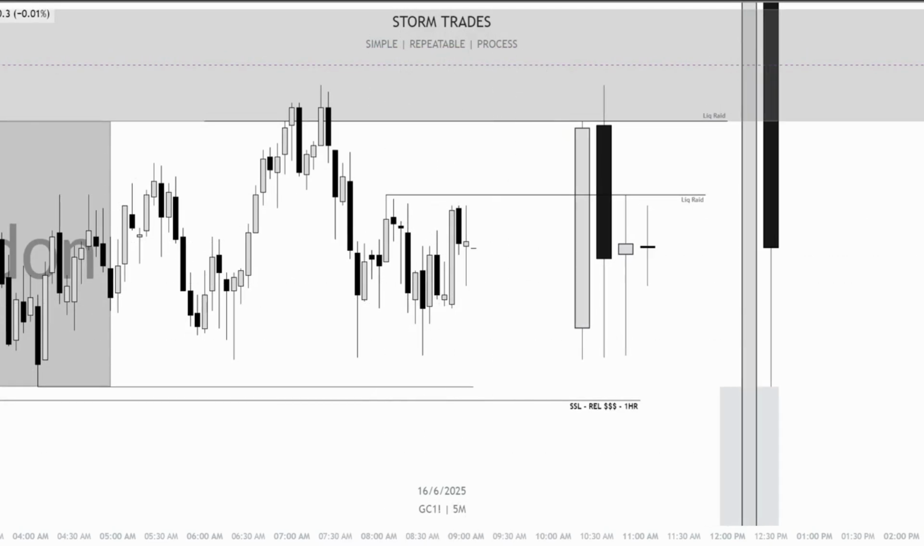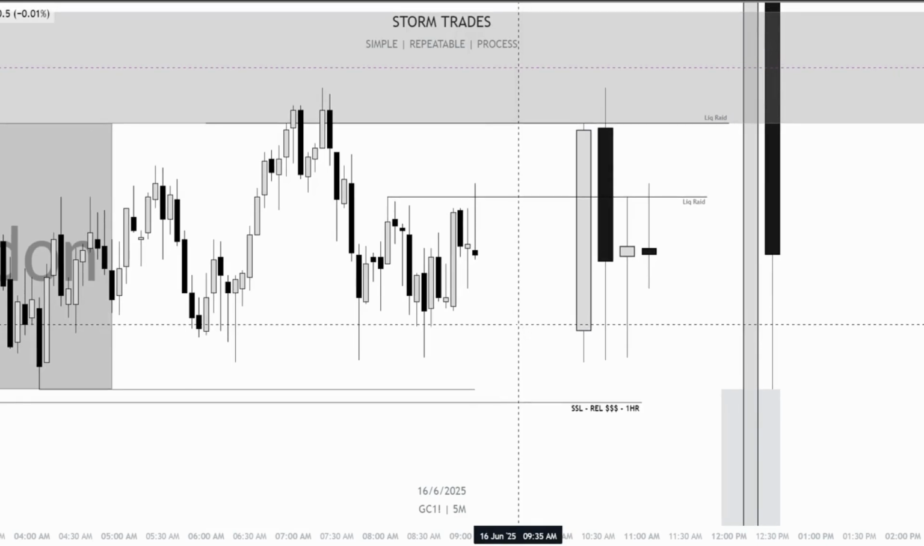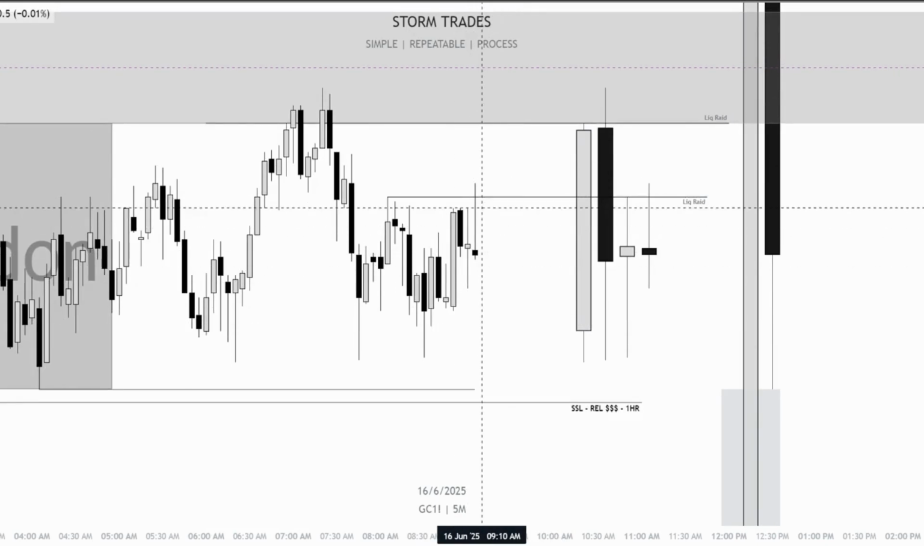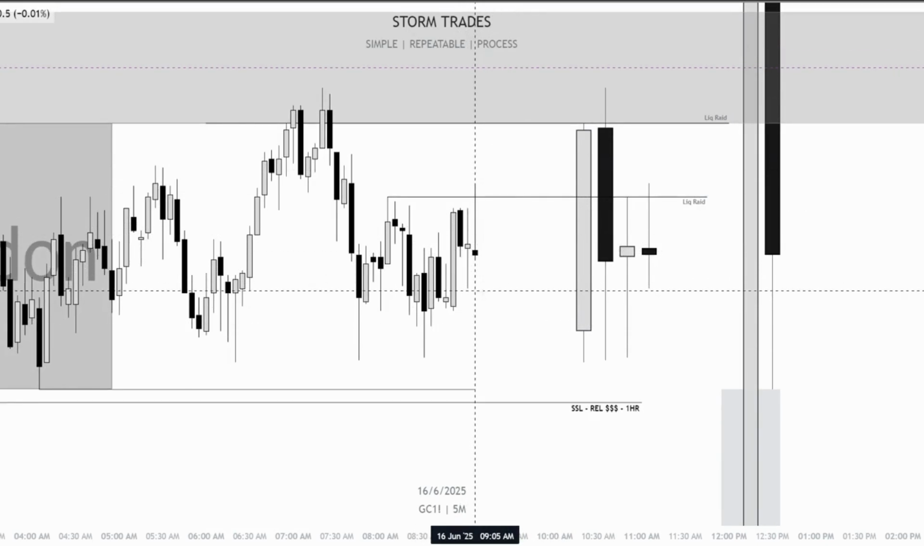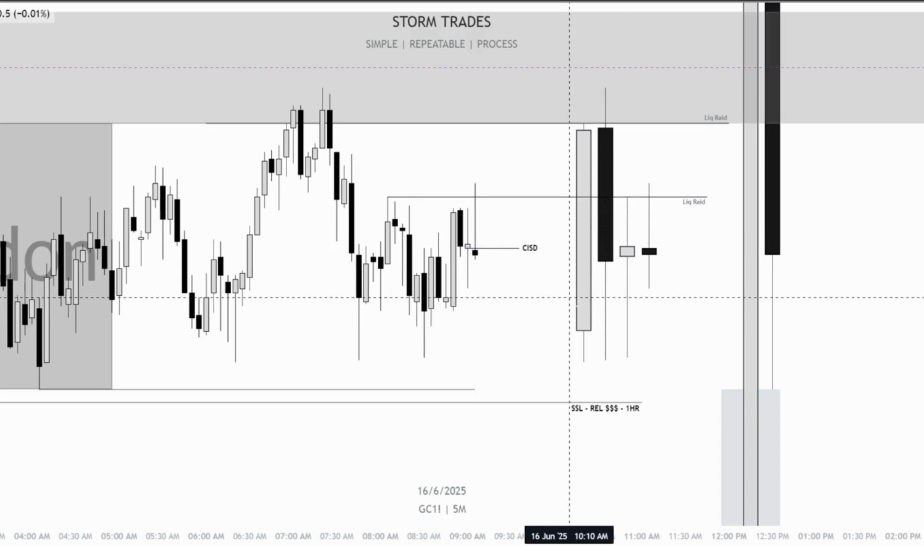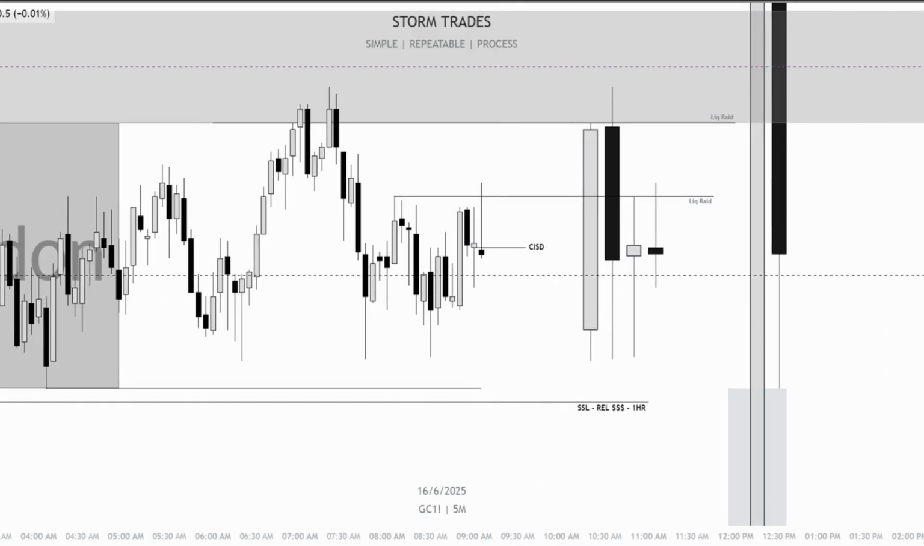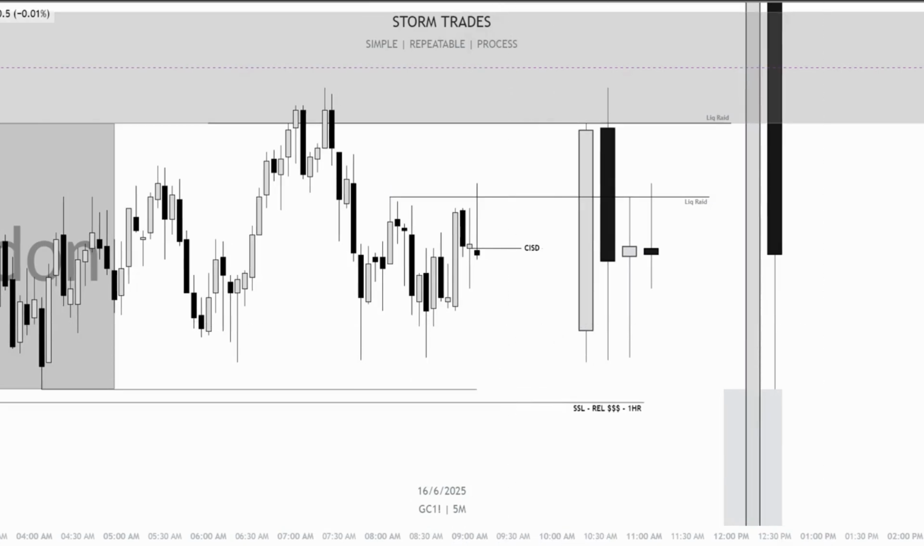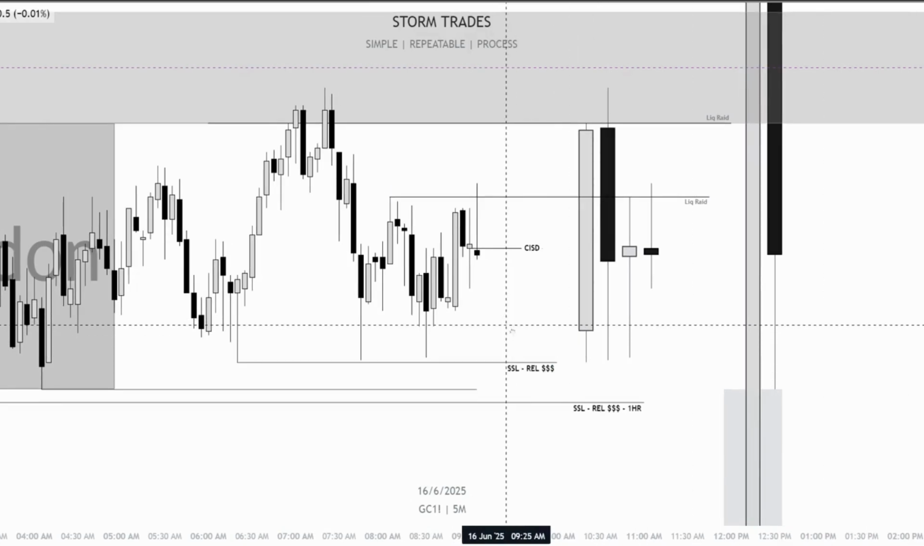Let's follow price up. And right here, we get a raid of liquidity, so it's a liquidity sweep. Now, the last up close candle prior to the close down, the last up close candle that took the liquidity, is right here. It's a small one. It's right there.